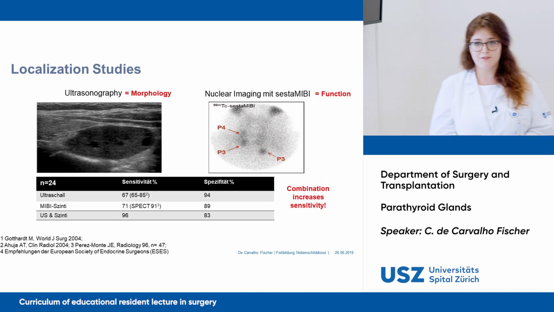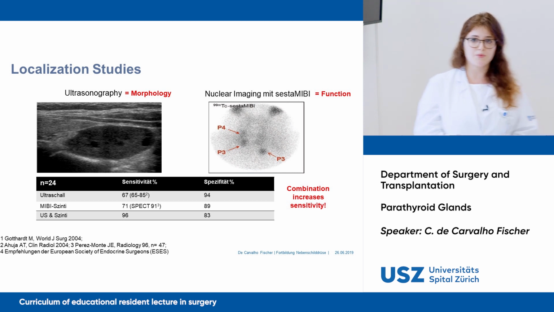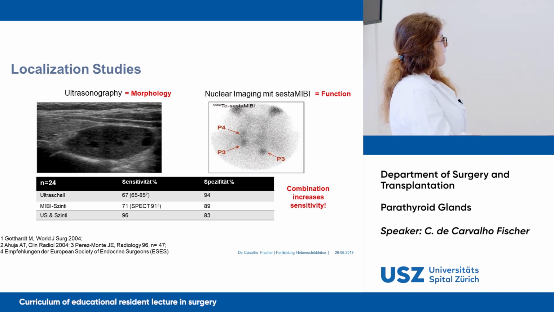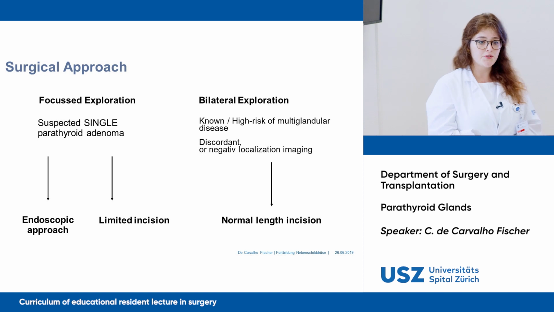So once we have decided that our patient is a candidate for surgical treatment, we can perform localization studies. An ultrasound tells us something about the shape and the structure of the parathyroid and thyroid glands. So it's a morphological study. Nuclear imaging with sestamibi tells us something about the function of the parathyroid glands. And thus, combining morphological and functional studies increases sensitivity of our localization studies. Once we have done that, we can think about our surgical approach.